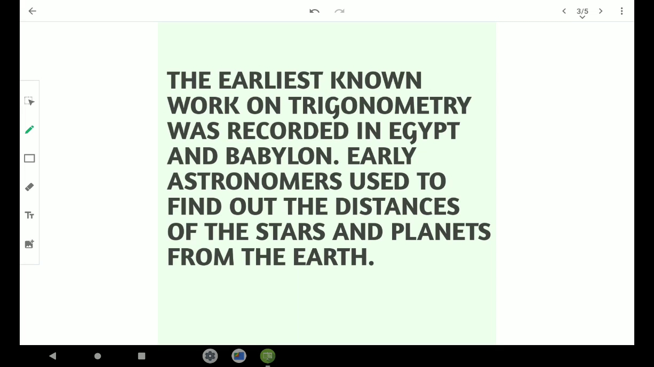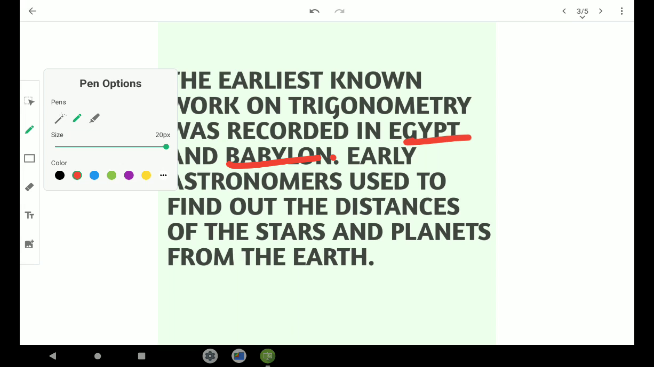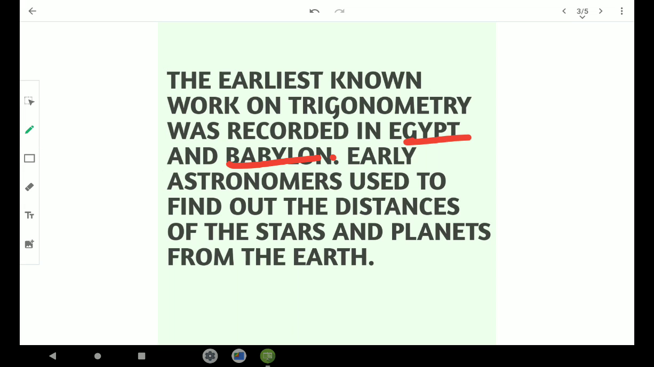The earliest known work on trigonometry was recorded in Egypt and Babylon. Early astronomers used to find out the distances of the stars and planets from the Earth. If this is a planet and this is a star and this is the Earth, what is the distance between them? They found that out. That's early astronomers.